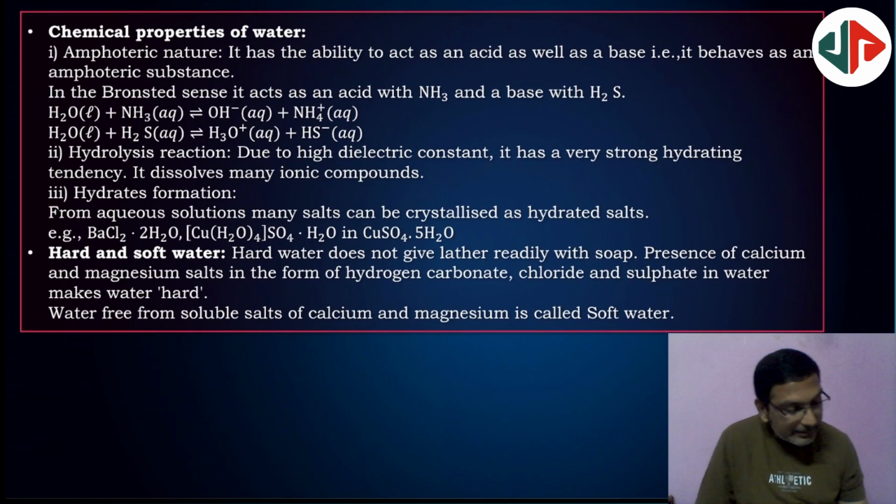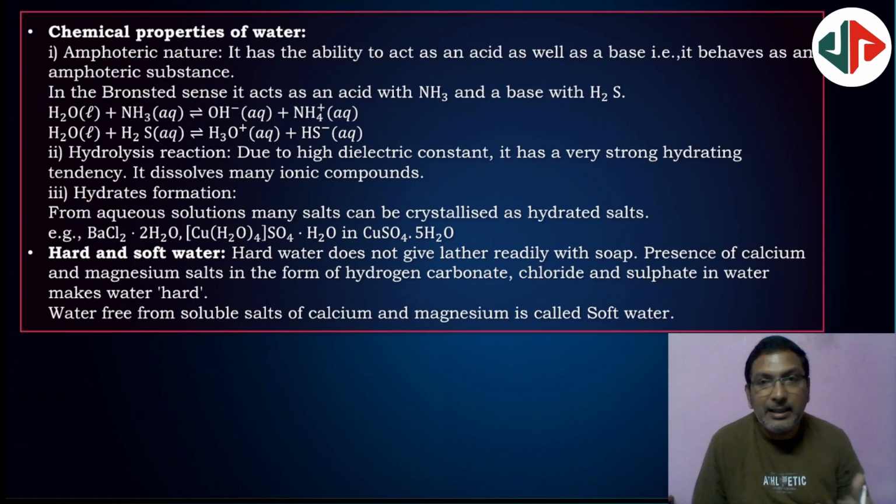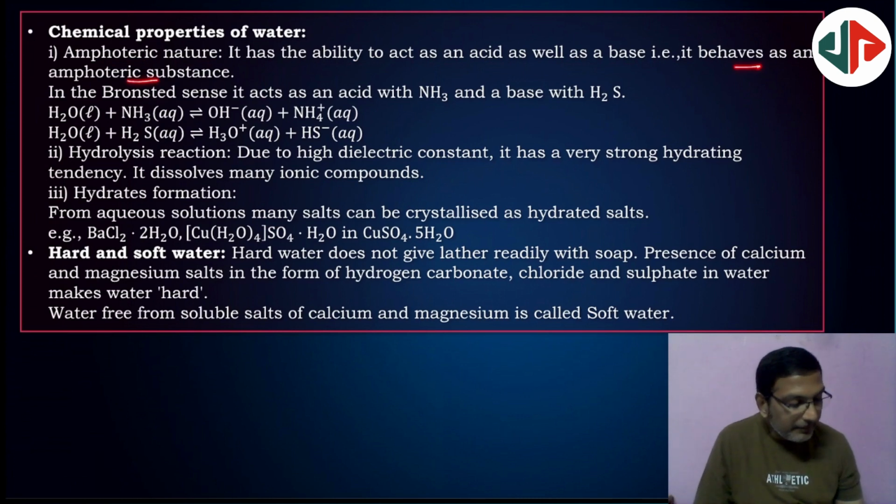Chemical properties. Amphoteric nature means it acts as an acid as well as a base. It can donate H plus or accept H plus, so it is an amphoteric substance. In the Bronsted sense, that means according to Bronsted-Lowry theory, it acts as an acid with NH3 and as a base with H2S. Amphoteric nature: it can donate or accept a proton.